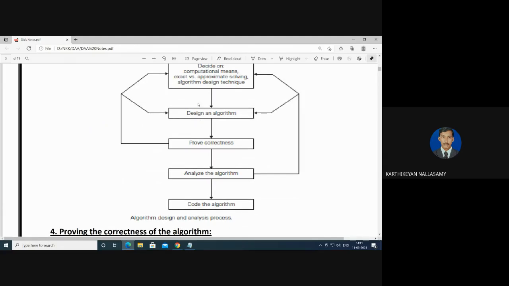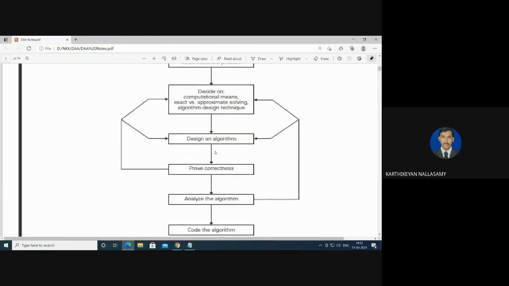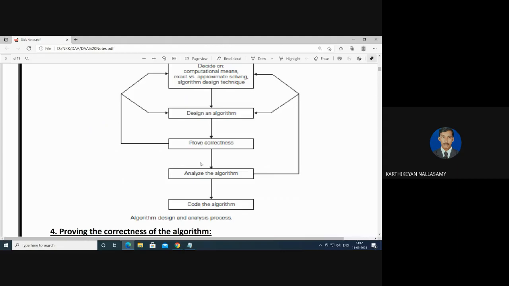The next thing is you are going to design an algorithm, which means you are going to specify an algorithm. After that, I am going to check whether the algorithm works or not. If there is a deviation between your expected and the actual output, the steps will be repeated. The parameter analysis and specification of the algorithm are repeated, based on your analysis, to prove correctness.